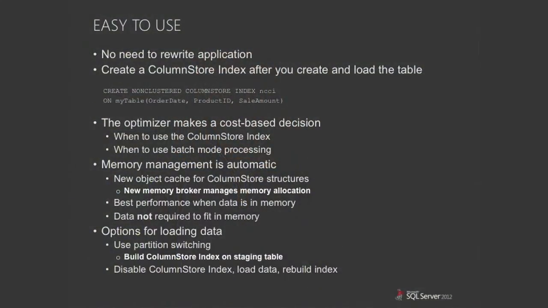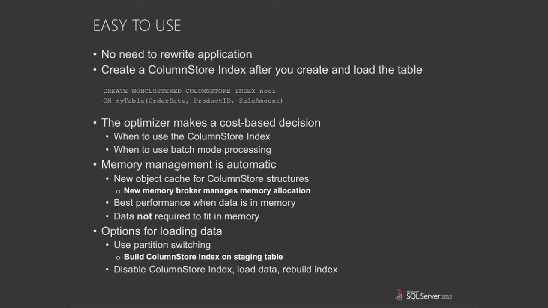Now, it doesn't matter what order you list the columns, and typically you'll put all the columns in your table in the ColumnStore index. And rather than have to type out all those names, you can also use the Create Index wizard within Management Studio to create your ColumnStore index. Now, once you've created that index, the Query Optimizer takes care of deciding when and how to use it. It makes a cost-based decision, just like it does for other indexes, about when to use that ColumnStore index versus a different access path. And it also decides when to use batch mode processing.